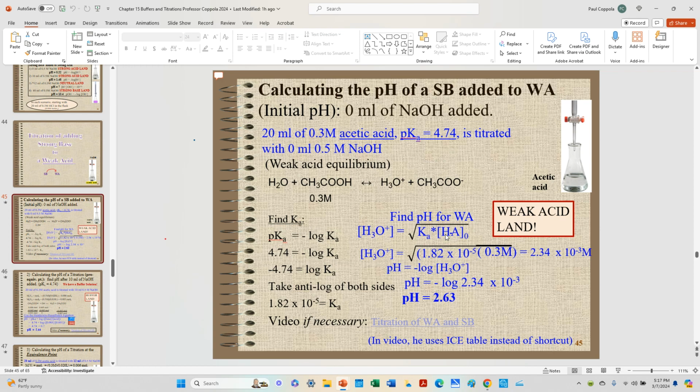Now, they were mean in this question and gave you the pKa instead of the Ka. So we had to convert, following these steps, to get the Ka. And once you get the Ka, then you just use this equation. You get the hydronium ion concentration, and then the negative log of that gives the pH. And notice it is a weak acid, so the pH is higher. In the first step we're in weak acid land, so we have to use that equation. There's no base added yet.